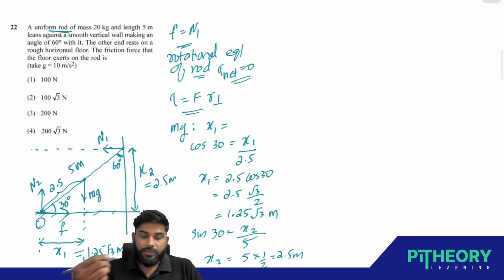Now let's solve this question. We find the rotational equilibrium. So the torque due to mg is balanced by the torque due to N1.